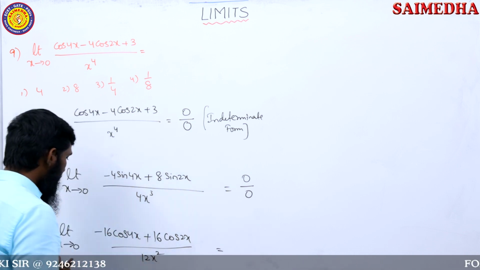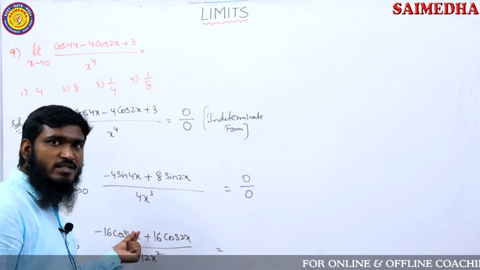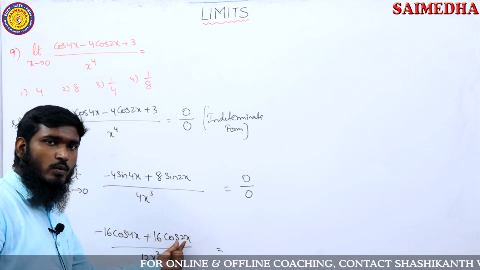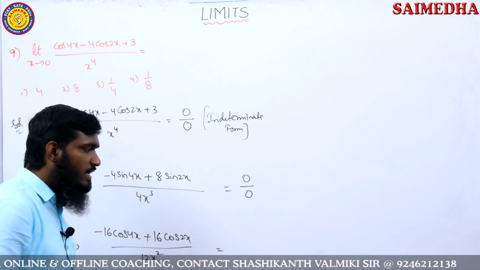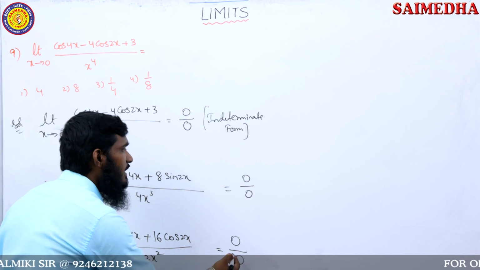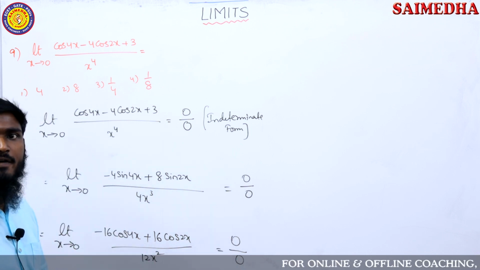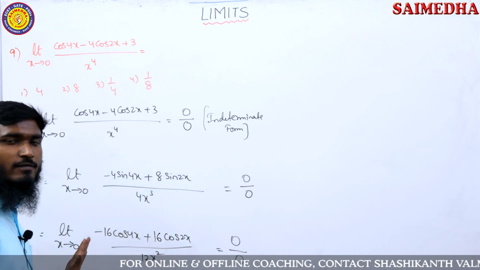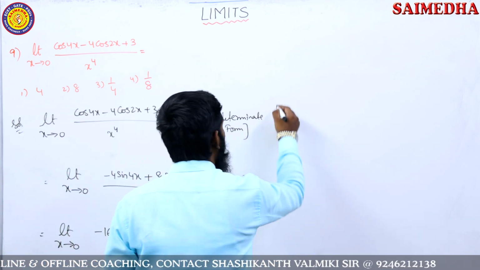Now if you are substituting the x value, cos 0 is equal to 1. So minus 16 plus 16 is 0, divided by 12 into 0, which is 0. Again we are getting the answer as 0 by 0. If you are getting 0 by 0, what do we have to do? Again apply the L'Hospital rule.